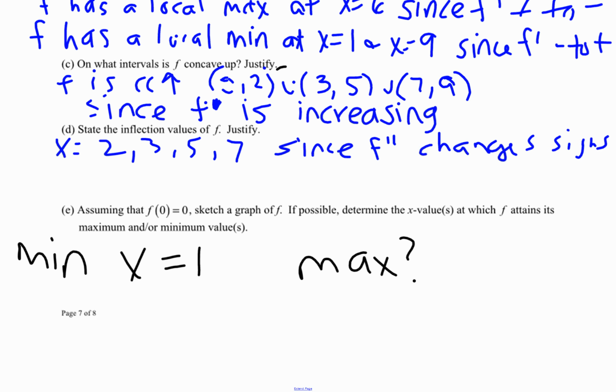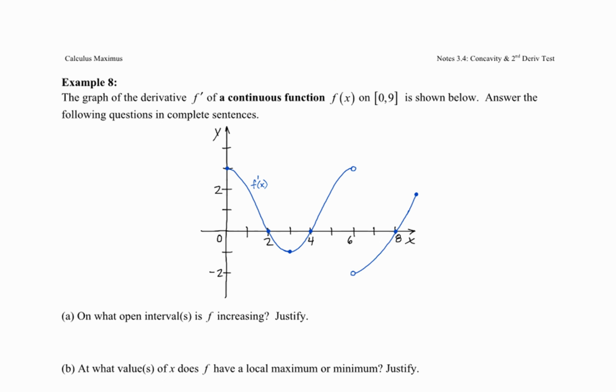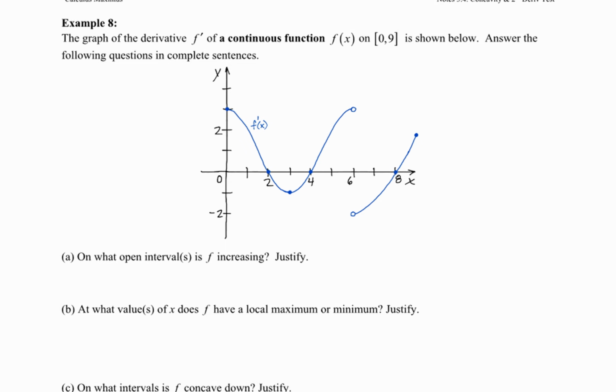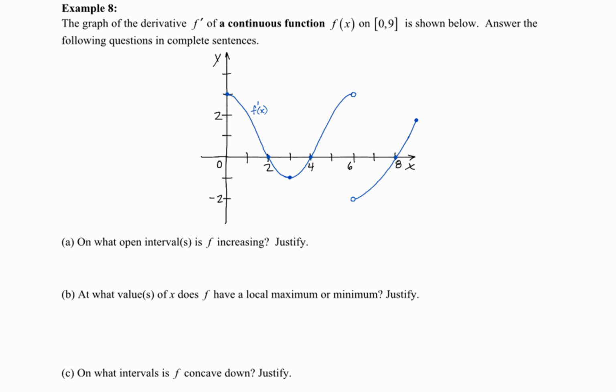All right. Example 8 is something similar to that. Our graph looks a little different. f is a continuous function, even though f prime isn't, f is continuous. So in what open interval is f increasing? Remember, f increases where f prime is positive. So we'll write that f prime is positive. So that would be from 0 to 2, f is increasing.